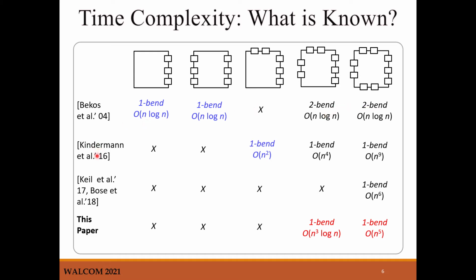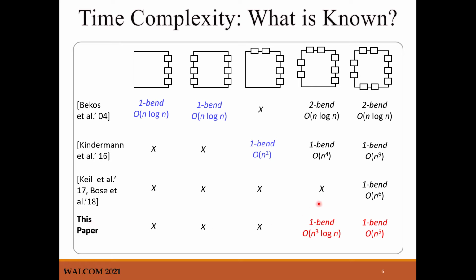Later on, Kindermann et al. examined the case where you have ports on two sides. In this case, you can find a solution, if it exists, in order n squared time. They also show that if the ports lie on all three sides of the rectangle, then there is a solution that takes order n to the power 4 time. And if there are ports on all sides of the rectangle, then it takes order n to the power 9 time. Later on, this has been improved to order n to the power 6.